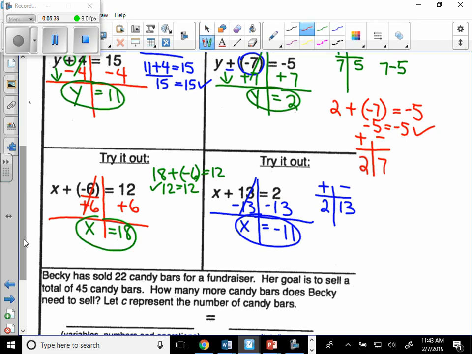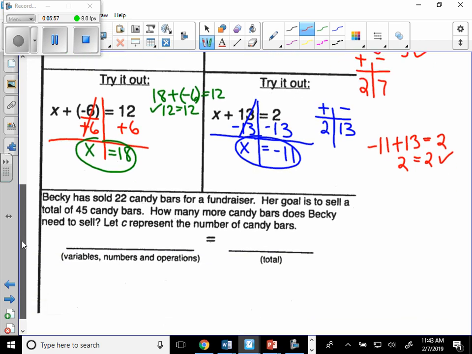Plug it in. So x is negative 11 plus 13. Different signs, subtract, which is 2. Take the sign of the larger number, which is positive, so it gives you 2. So 2 does equal 2. So you do need to know your integer rules here.